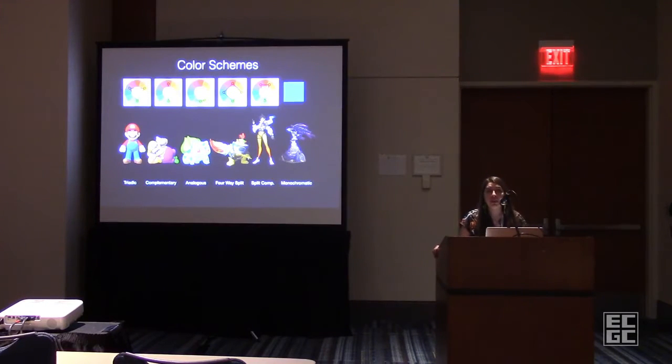Split complement is where you pick a color next to the color's complement. So here we got yellow orange on Tracer instead of straight up orange. And then it fades into a red orange instead of straight up orange. And then you got monochromatic. Mono means one, guys. Morgana's purple. She is purple.